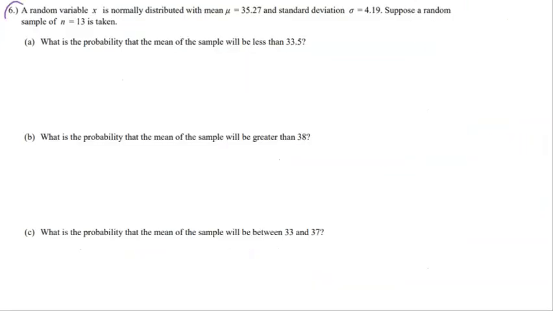All right, here's our last question, question 6, and it's also in 3 parts, just like question 5 was. It says a random variable x is normally distributed. That means that we can automatically use the central limit theorem because the variable itself is normally distributed, even though it's a small sample of 13, with a mean of 35.27 and a standard deviation of 4.19. Suppose a random sample of n equals 13 is taken. What is the probability that the mean of the sample, yup, that's definitely our z equals x bar minus mu over sigma divided by the square root of n.